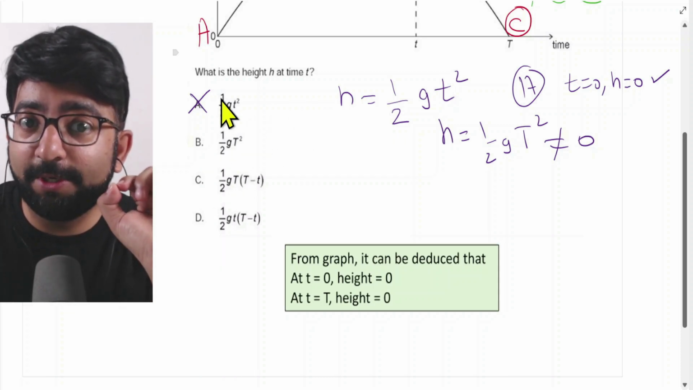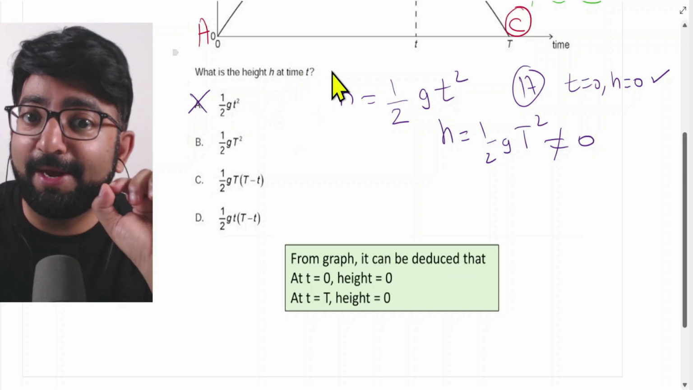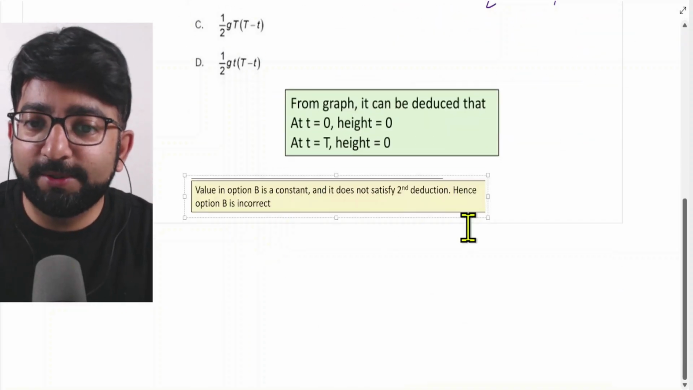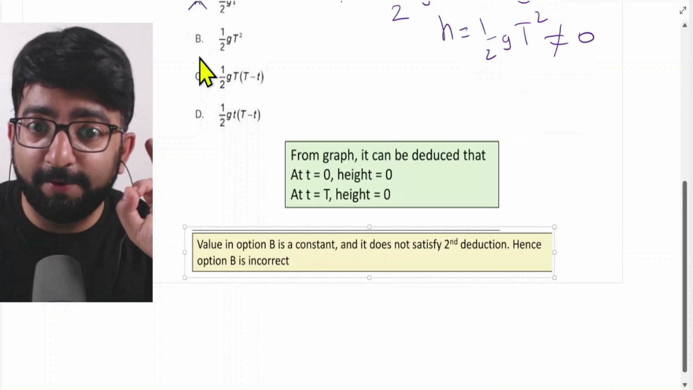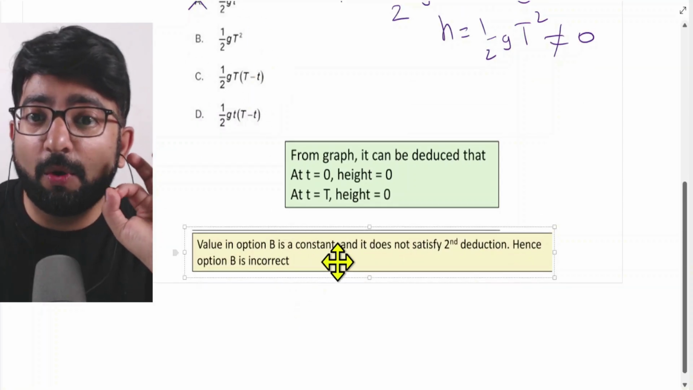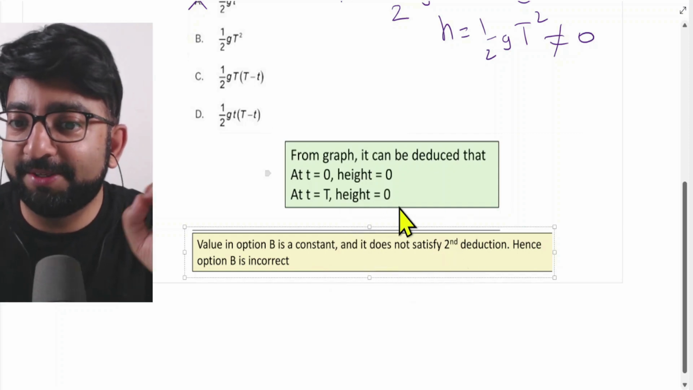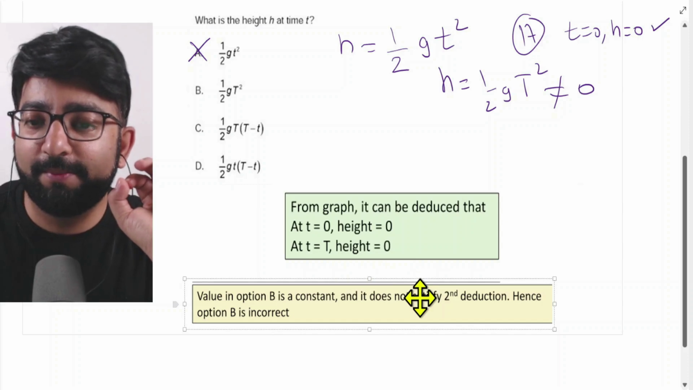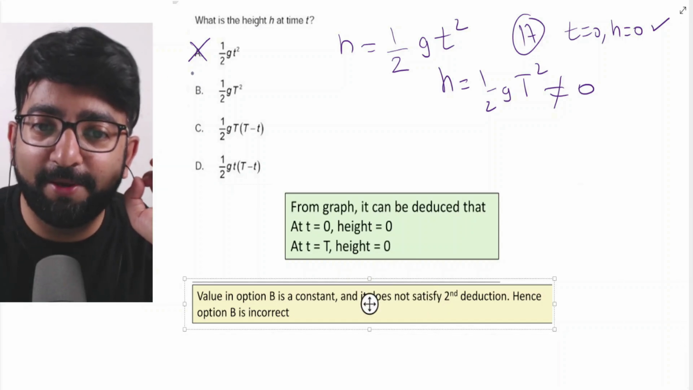And according to option B, the height at any given time t is a constant, which of course is not possible. So now we can deduce that the value in option B, which is half g capital T square, is a constant. And of course, it does not satisfy the second condition, which states that at time capital T, the height should be 0. And that is why even option B we can eliminate.